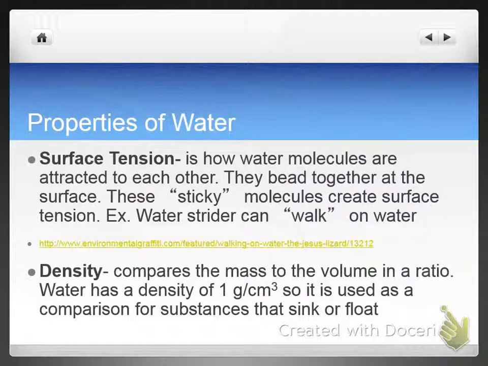Alright, now the next two properties. The first one is surface tension, and because water's molecules are attracted together, it's often called a sticky molecule, and they stick together and bead together at the surface. At the beginning of class I started with an example of surface tension when I had the cup of water, and I asked you to estimate how many pennies you thought I could drop into it.